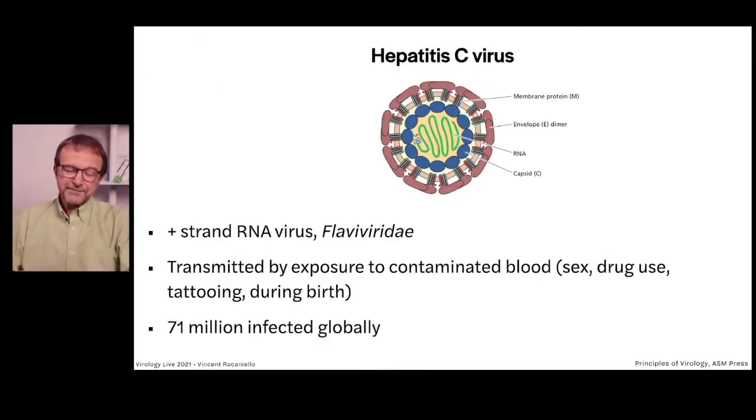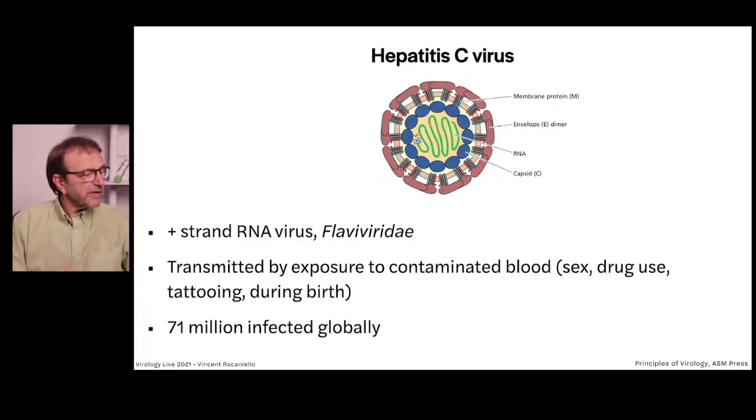Common story, right? All right, so that is hepatitis B virus, and we have hepatitis C virus. It's a different virus entirely. This is a flavivirus. Can you name another flavivirus? I would hope so. Don't you dare say SARS-CoV-2. Another flavivirus would be West Nile virus or dengue virus, enveloped RNA viruses with plus-stranded RNA. And here, hepatitis C virus is different. It is not transmitted by mosquitoes. It is transmitted by exposure to contaminated blood, like hepatitis B virus, sex, drug use, tattooing, and during birth.